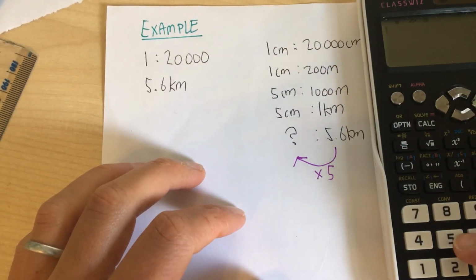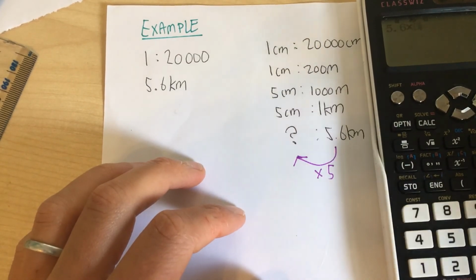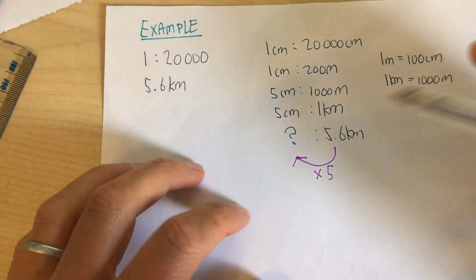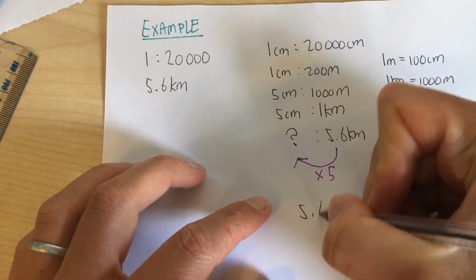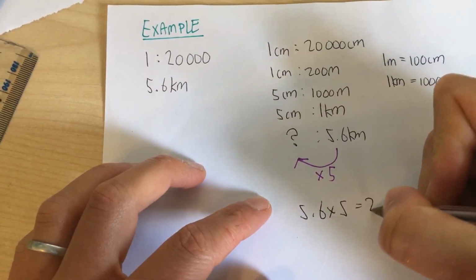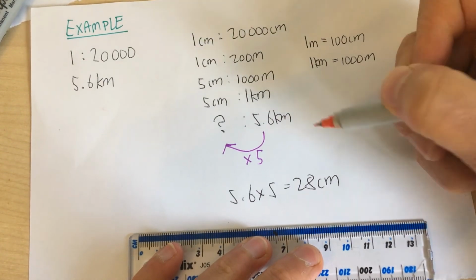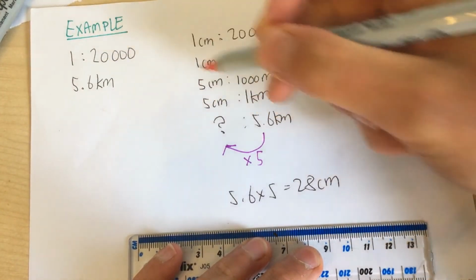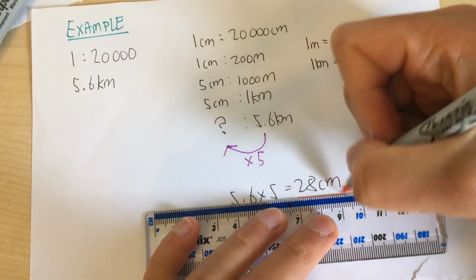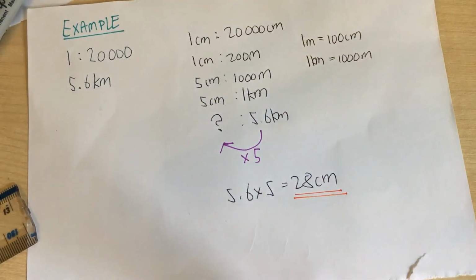Get the calculator out. 5.6 multiplied by 5 equals 28 centimeters. So in real life it's 5.6 kilometers, and on the map it's 28 centimeters.